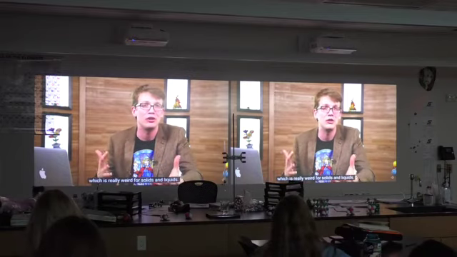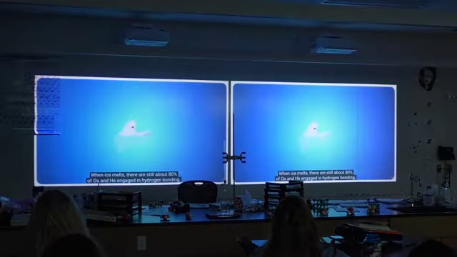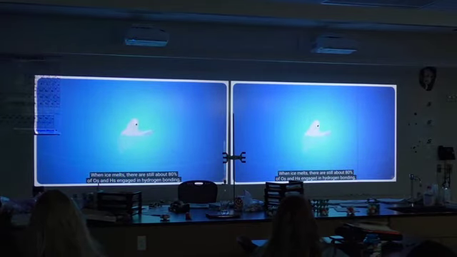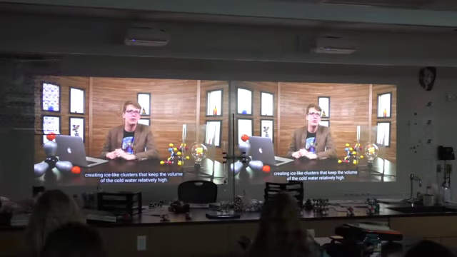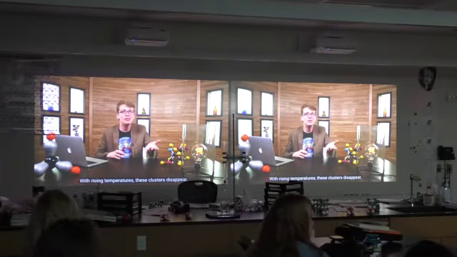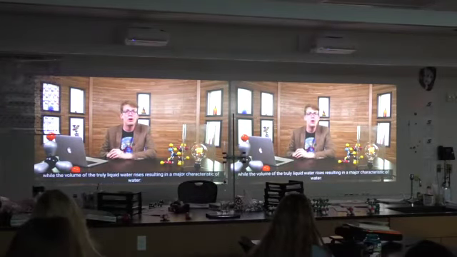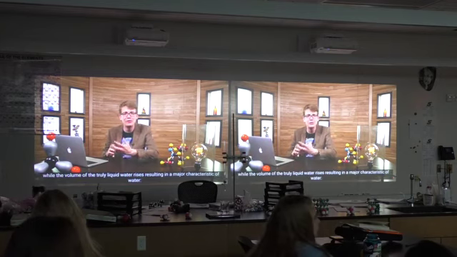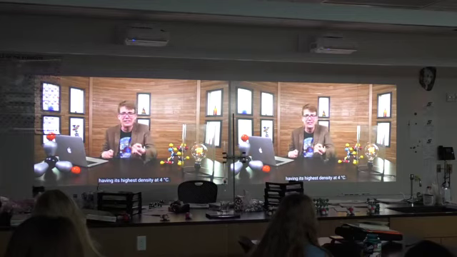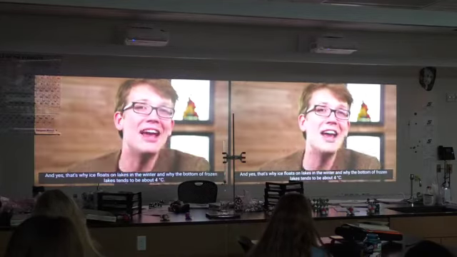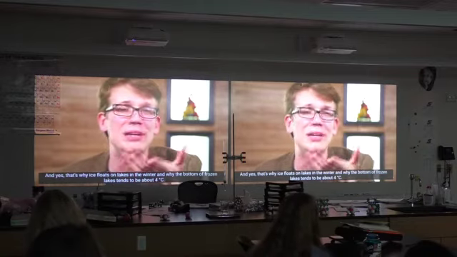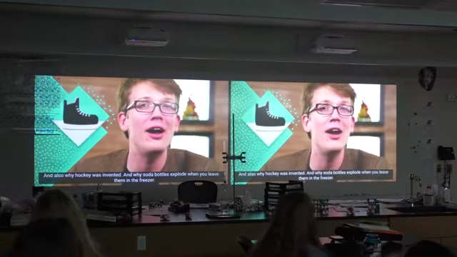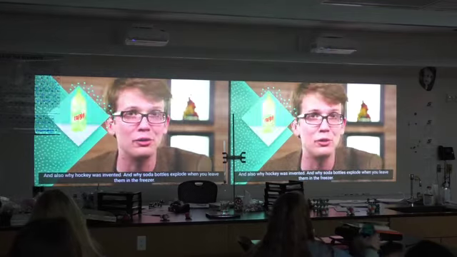Really weird for solids and liquids. When ice melts, there are still about 80% of O's and H's engaged in hydrogen bonding, creating ice-like clusters that keep the volume of the cold water relatively high. With rising temperatures, these clusters disappear, while the volume of the truly liquid water rises, resulting in a major characteristic of water having its highest density at 4 degrees Celsius. And yes, that's why ice floats on lakes in the winter, and why the bottom of frozen lakes tend to be about 4 degrees Celsius, and also why hockey was invented, and why soda bottles explode when you leave them in the freezer.